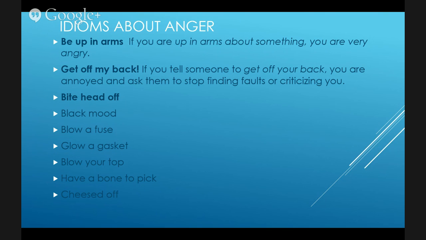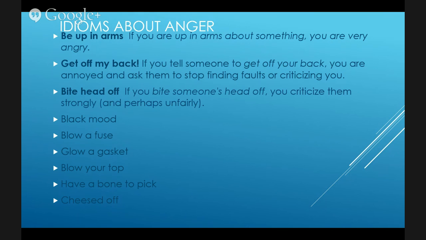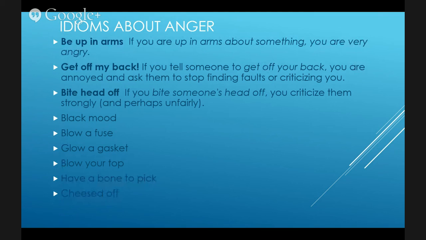But bite head off. What does it mean? What do you think it means if somebody bites your head off? Very strange. I don't know. Bite is something you do when you are eating, but I don't understand it this way. In this respect, it has nothing to do with that. Go ahead and read that. If you bite someone's head off, you criticize them strongly and perhaps unfairly.